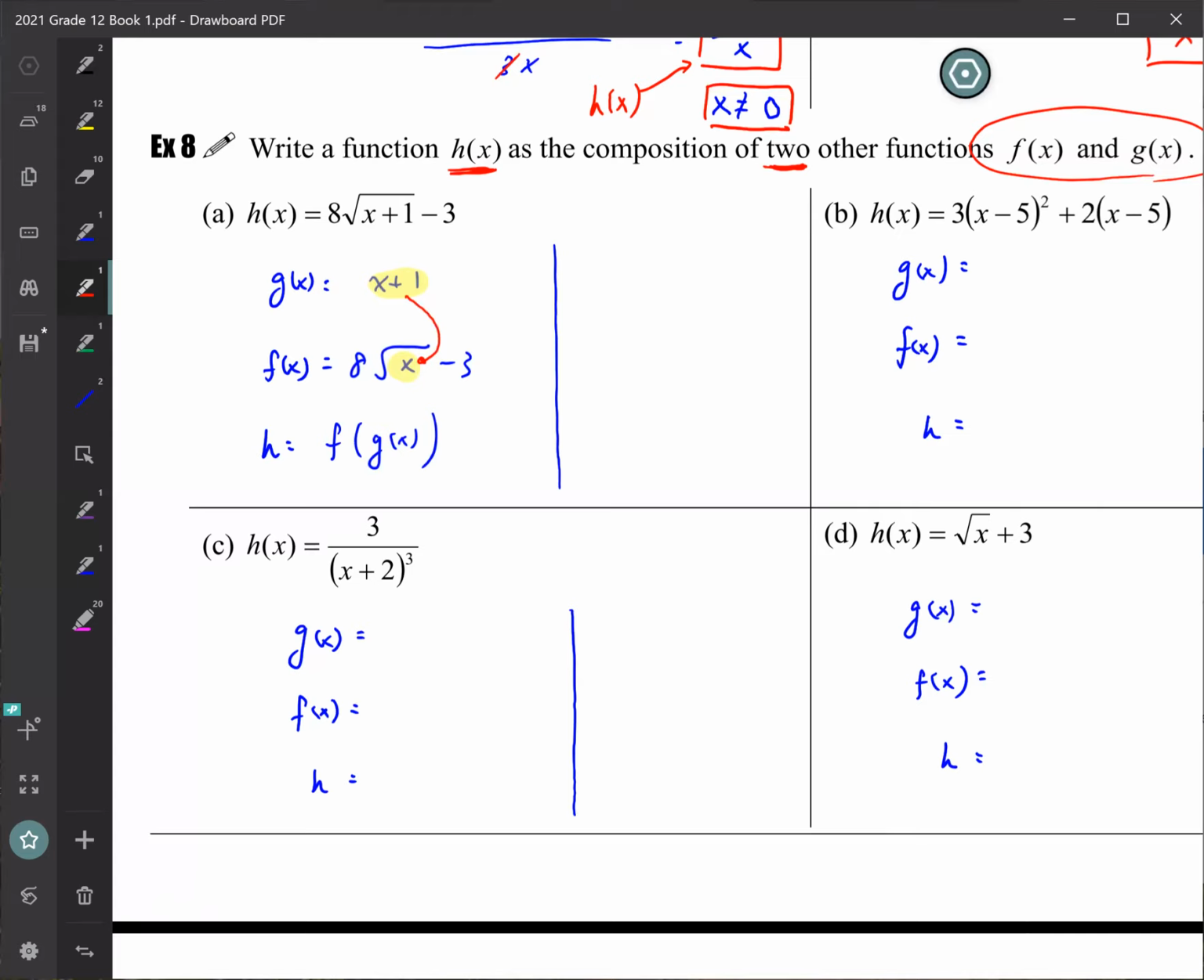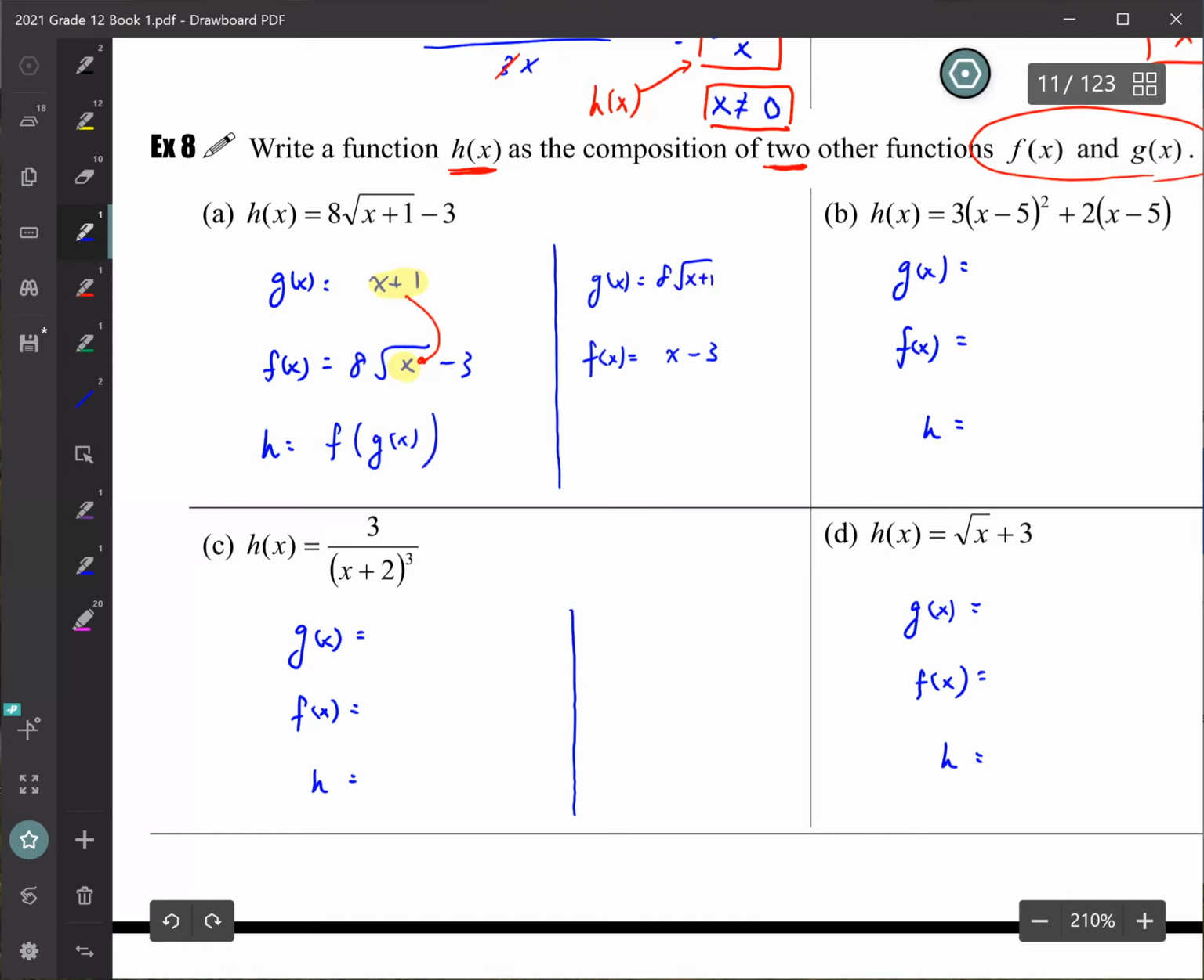Okay, Philip, do you have a different one for question A? No, I have the exact same thing. Okay, how about Lily? I got 8 and then square root of x plus... For f or g? For g. F is x minus 3, and g is 8 square root, and then x plus 1.